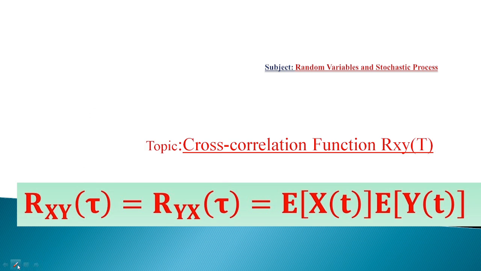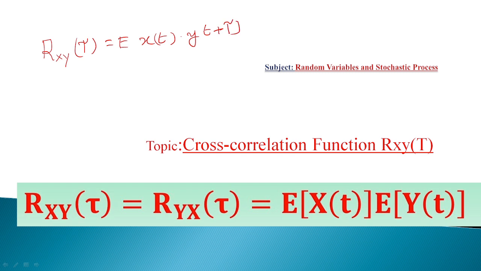Cross correlation function. Cross correlation is the relation between two different signals. I'll explain here. Cross correlation is denoted with Rxy of tau, which is equal to E of x of t and y of t plus tau.